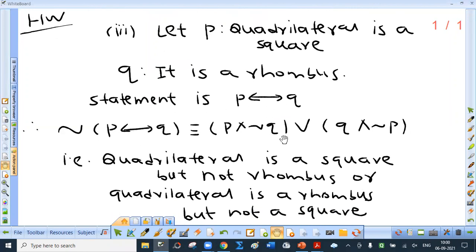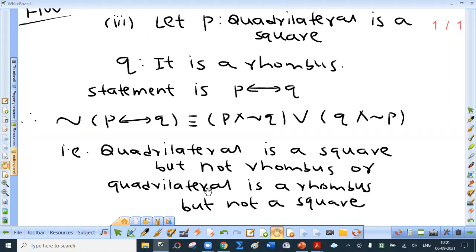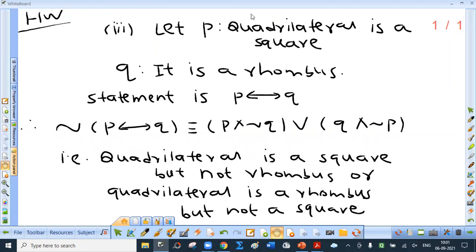So what is the negation of this? You should be able to write this directly. P and not Q or Q and not P. Please do not use the word if in this case. So quadrilateral is a square but not a rhombus. Instead of but you can use and also. Quadrilateral is a square and it is not a rhombus. Or quadrilateral is a rhombus but not a square. Again, instead of but you can use and. Okay. So that's it for today.